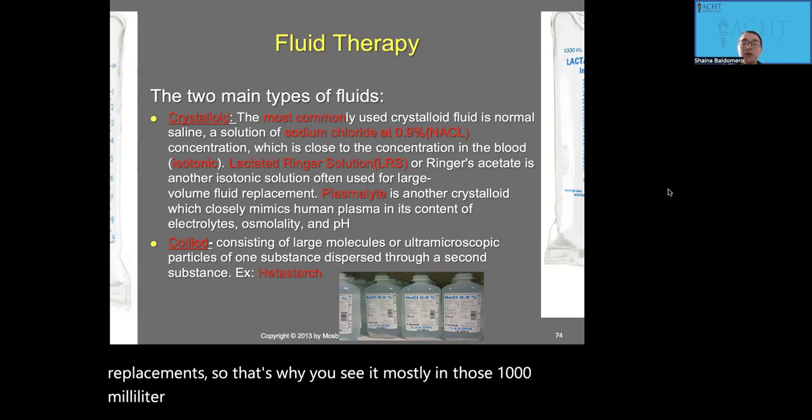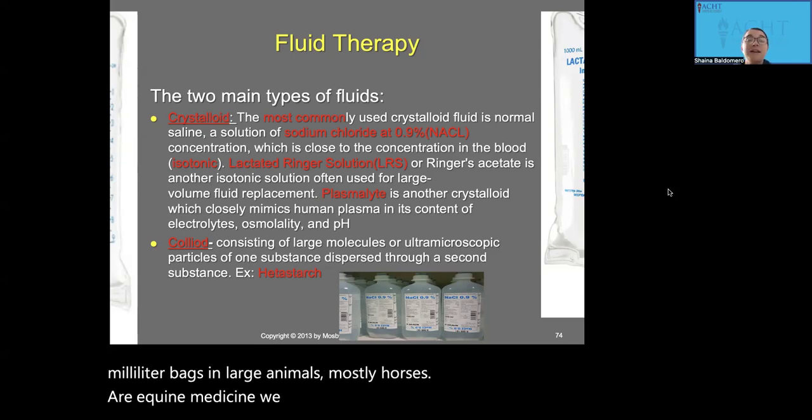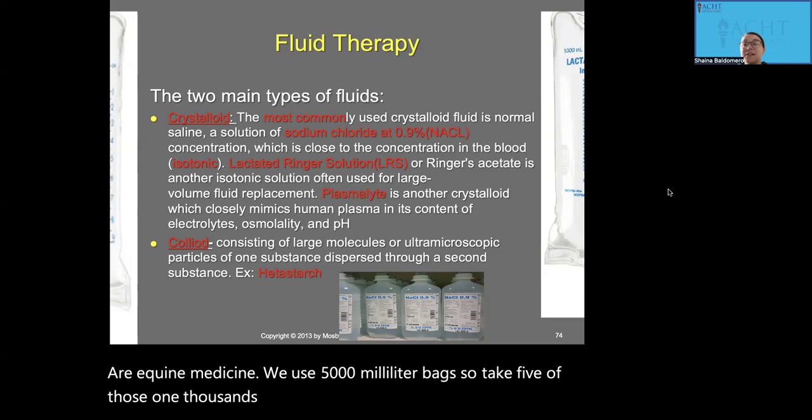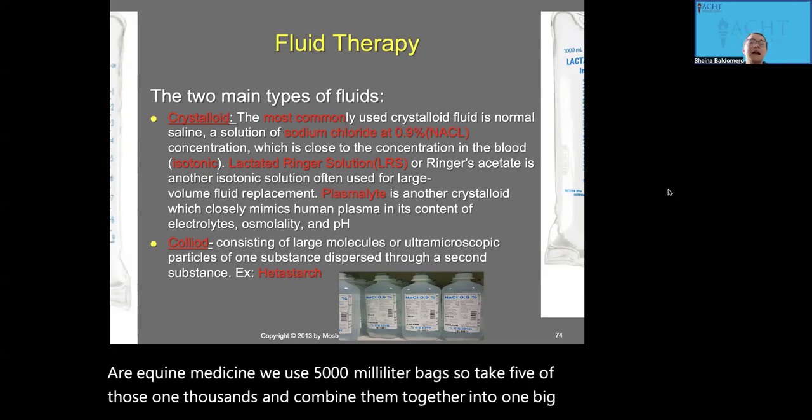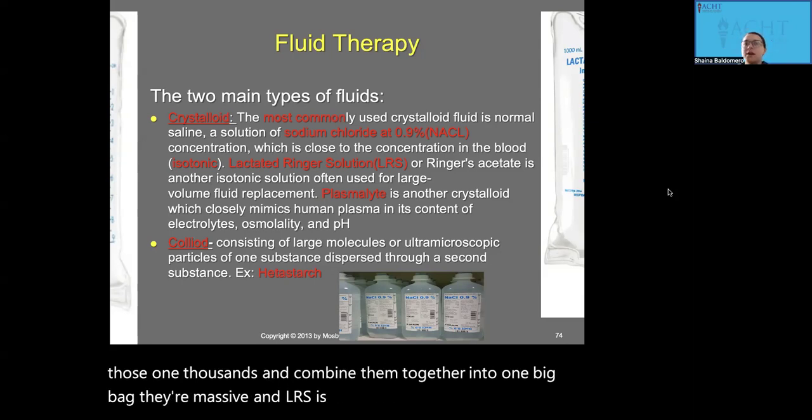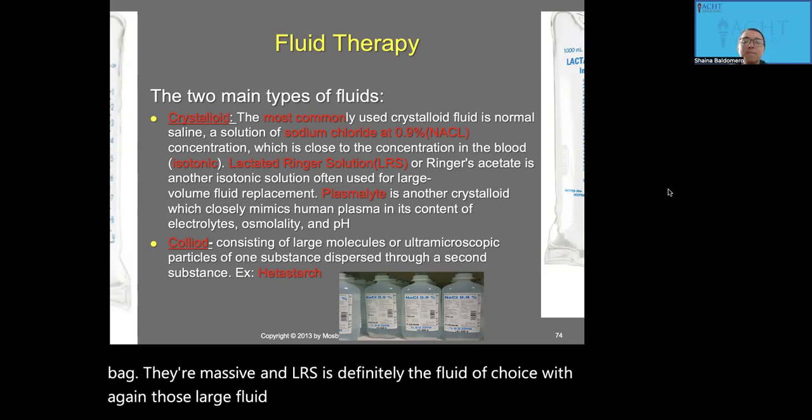In large animals, mostly horses, our equine medicine, we use 5,000 milliliter bags. So take 5 of those 1,000s and combine them together into one big bag. They're massive, and LRS is definitely the fluid of choice with, again, those large fluid replacements.